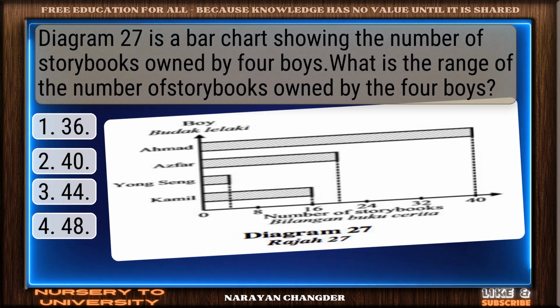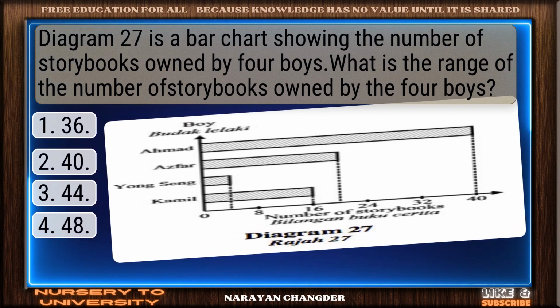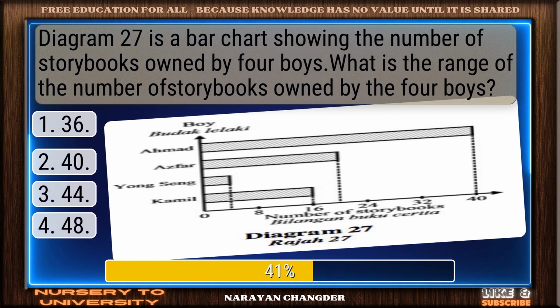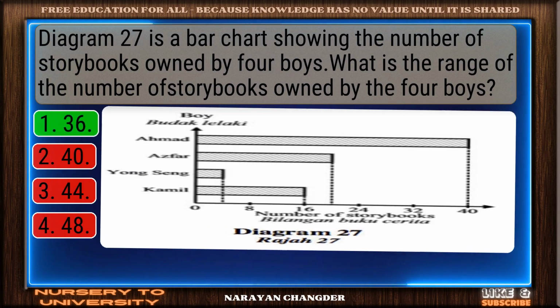Diagram 27 is a bar chart showing the number of storybooks owned by 4 boys. What is the range of the number of storybooks owned by the 4 boys? Well done, 36 is the right choice.